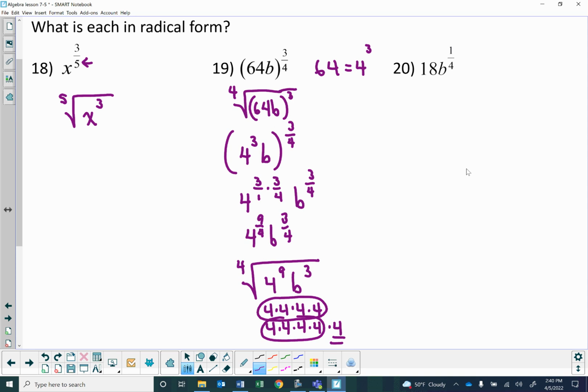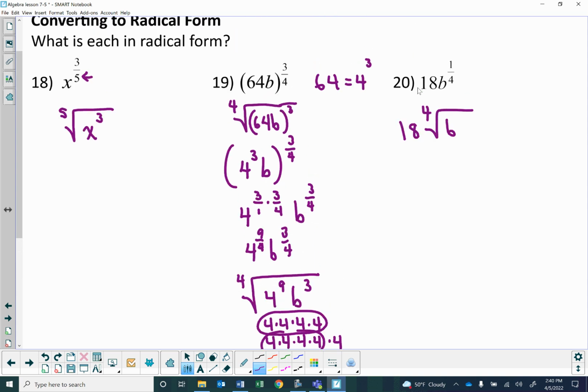All right, number 20 says 18b to the 1/4. The only thing taken to the 1/4 power is the b. So the 18 stays on the outside, so this becomes 18 4th roots of b. And that's a terrible 4. It almost looks like a 9. Make sure your 4s and 9s look definitively different. There we go.